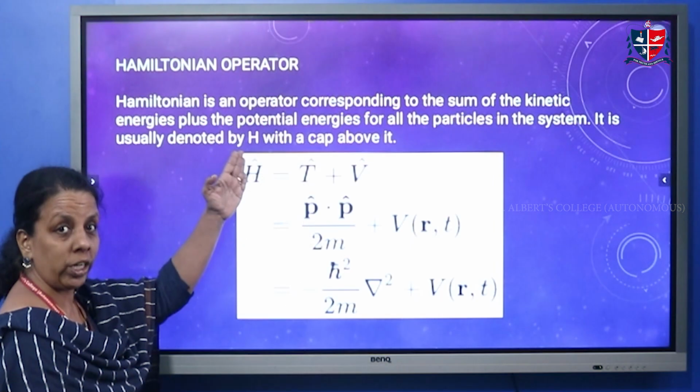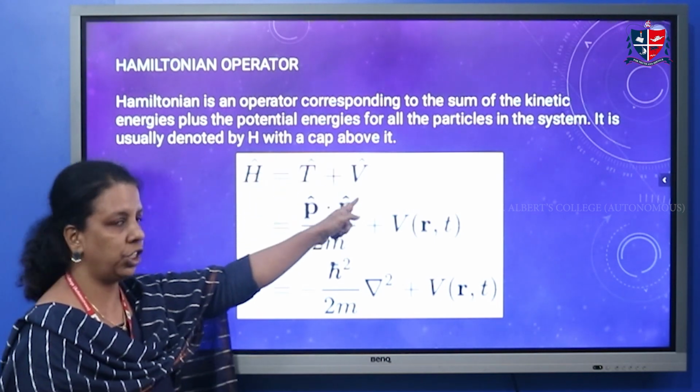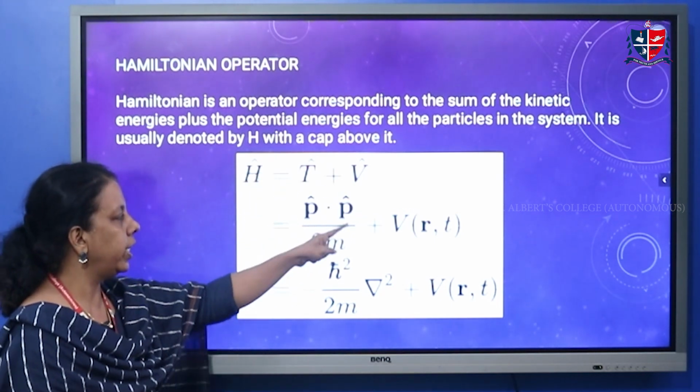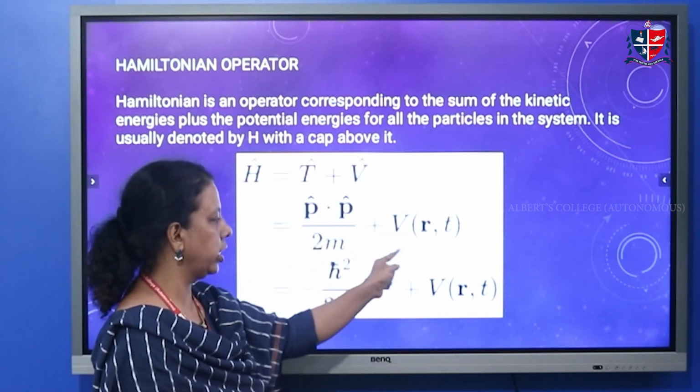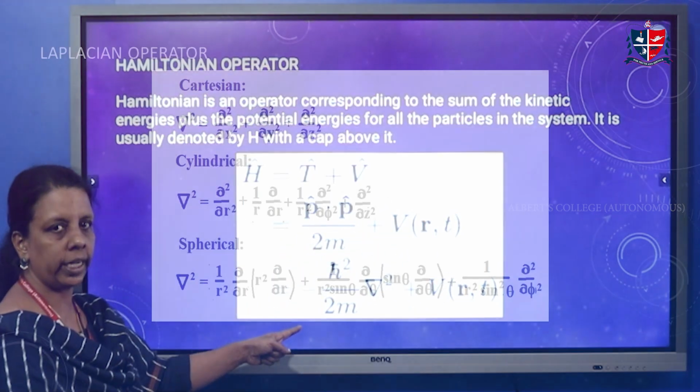It gives the total energy of a system. It is the sum of the kinetic energy operator and potential energy operator. Kinetic energy expression is this, potential energy expression is this. So the total expression for the Hamiltonian operator is this one.